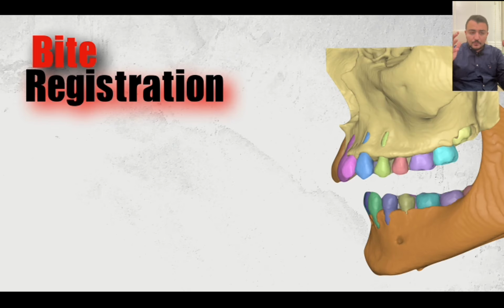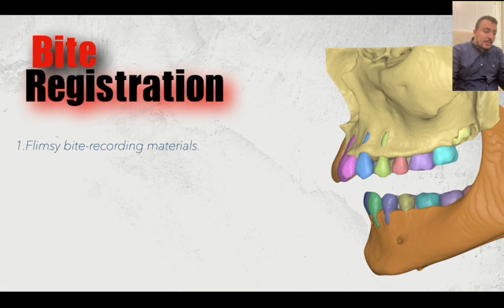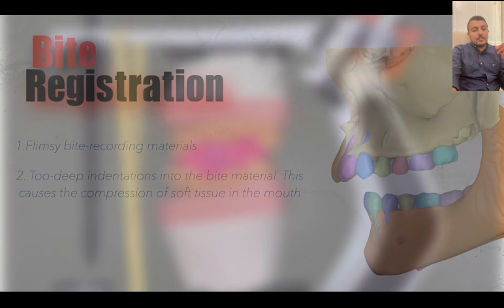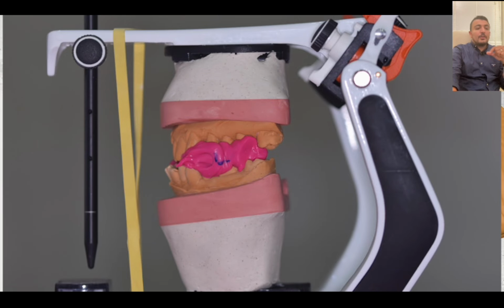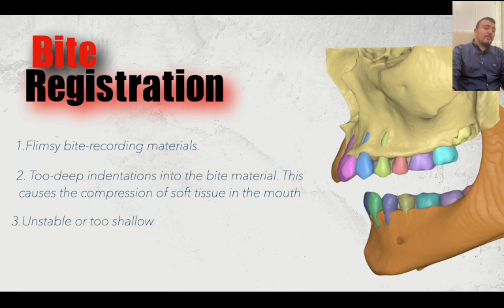And because most of the bite registration materials have a lot of errors, sometimes we have a very soft bite registration material, sometimes we have too deep indentation, so the cast is not seated properly to record the protrusive or the lateral movement, like in this case. Here we have a very deep indentation, so the soft tissue can press this silicone material, but the cast cannot, so we have a problem regarding the ideal interocclusal registration. Sometimes we have very shallow bite registration material, so the cast is not properly seated.